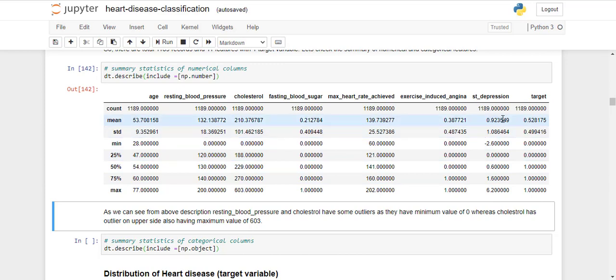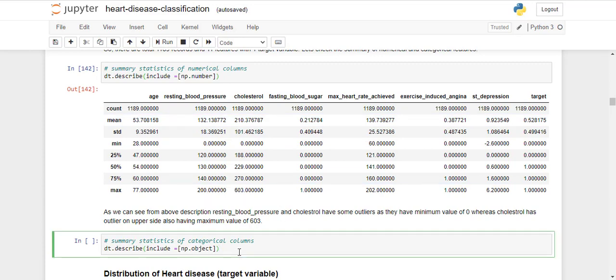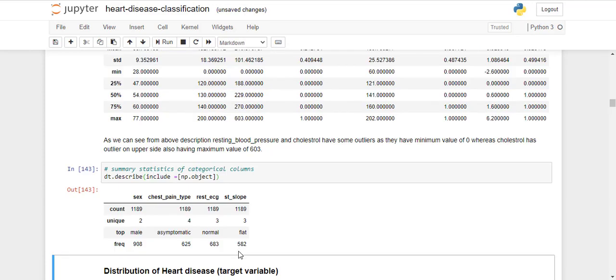Okay. And next, as you can see here, we also get the distribution of the target. As we can see, 0.52. So more than 50% of the patients have heart disease. Okay. So next, we'll be seeing our categorical variables. Sex has two unique values; chest pain has 4, rest ECG 3, ST slope 3. Okay, these are the top and the most frequent.